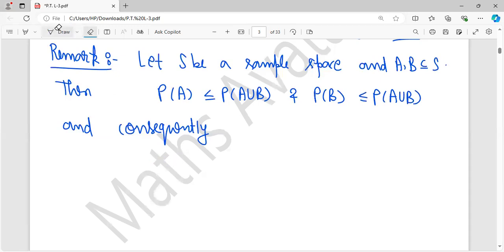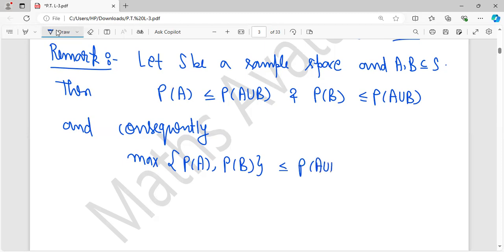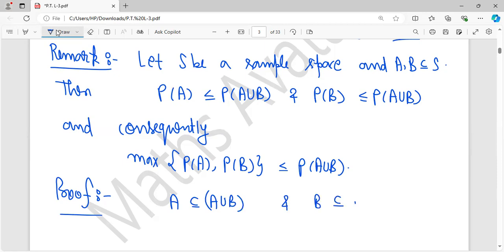maximum of PA, PB will be less than or equal to probability of A union B. Okay, this proof is also simple. Why? Because A is a subset of A union B and B is a subset of A union B. Okay.